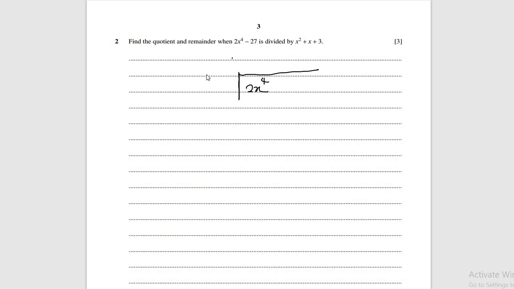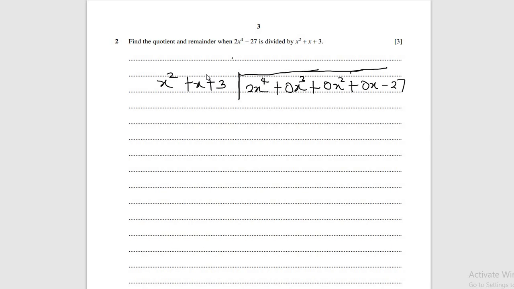Now, after 2x raised to the power 4, to make it easier, it's supposed to have a power of cube, but there's nothing like power of cube, so put it as 0x cubed because there's nothing like that. After cube, it's supposed to have square, but it's not there, so you put it as 0x squared. After x squared, in polynomial form, it's supposed to have x, but it's not there. Put it as 0x before a constant, which is minus 27. That is there. We're going to divide it by x squared plus x plus 3.